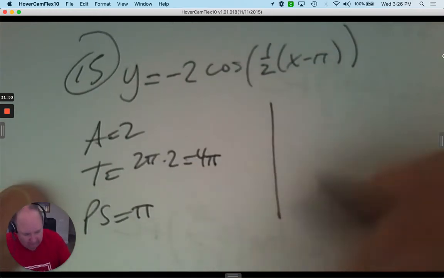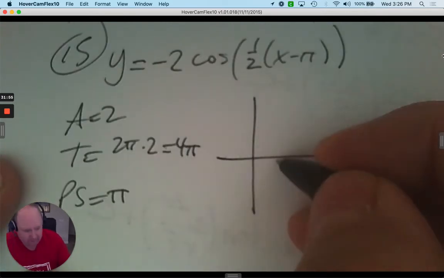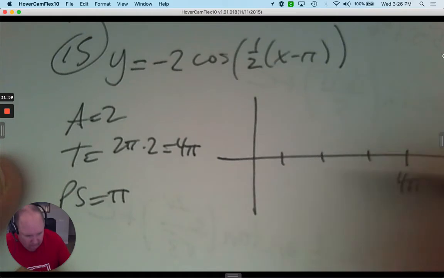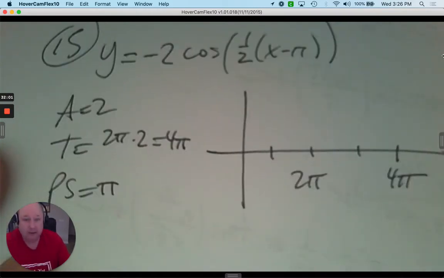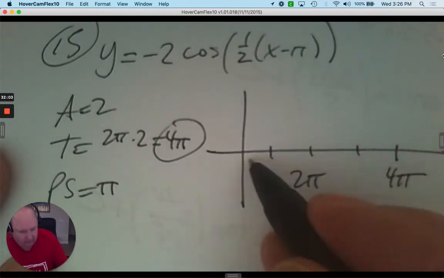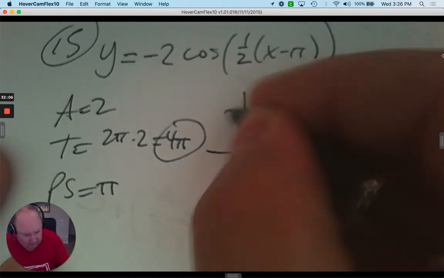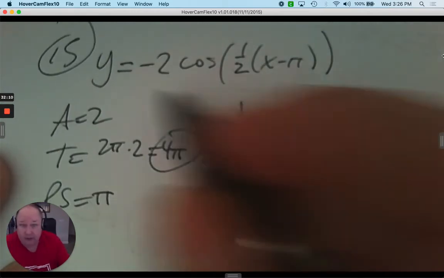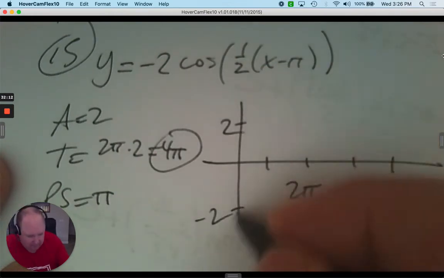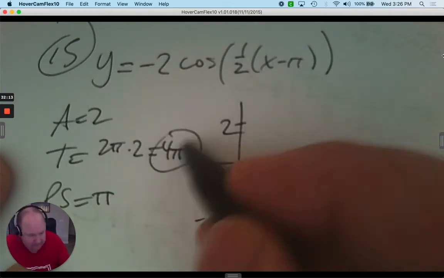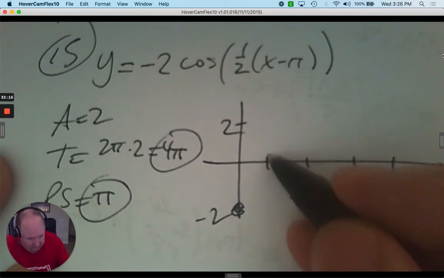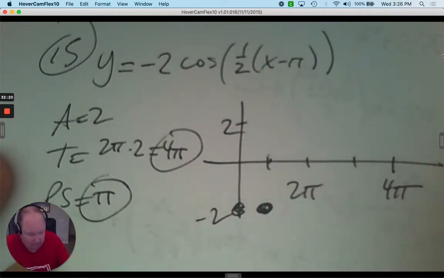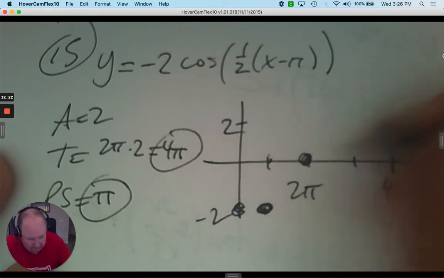We're going to draw a graph. We're going to count to 4. 1, 2, 3, 4. That's one period, which is 4 pi. That's 2 pi. Okay? So that's how long it is. 1, 2, 3, 4. It goes up to 2 and it goes down to negative 2. Cosine starts at the top, but negative means it's been reflected, so it starts at the bottom. And at the phase shift, pi is where it starts at the bottom. So find pi and at the bottom of the wave, and then just complete the pattern, and you're done.